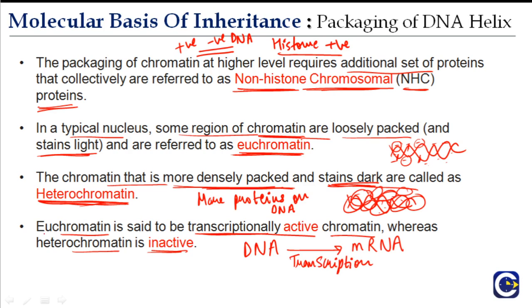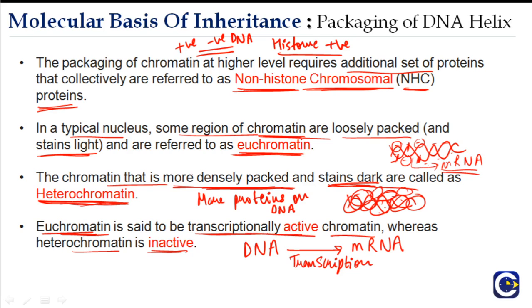Okay, so what is euchromatin? Euchromatin is the loosely packed chromatin where there is not a lot of protein, and I said that the DNA is exposed. What does it mean that DNA is exposed? It means that this DNA can now be converted to mRNA very easily, because there are not a lot of proteins there. And therefore, euchromatin is said to be transcriptionally active, which means transcription can take place in these regions.